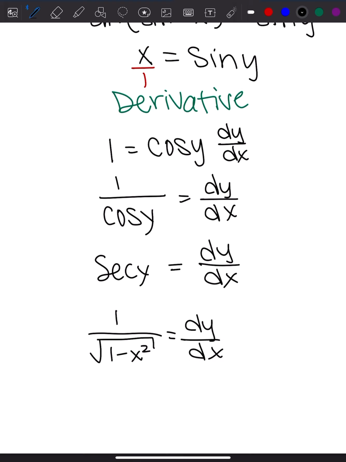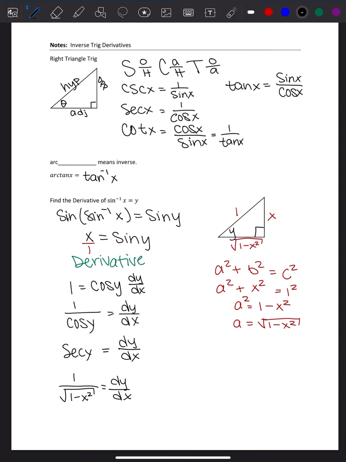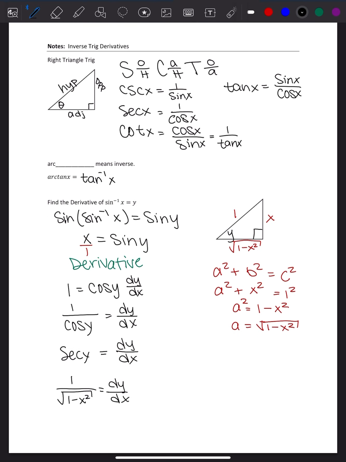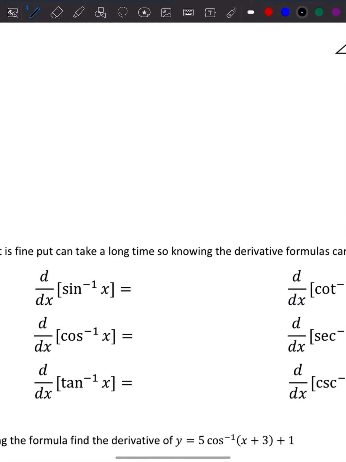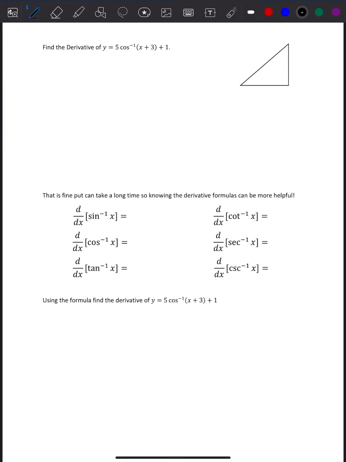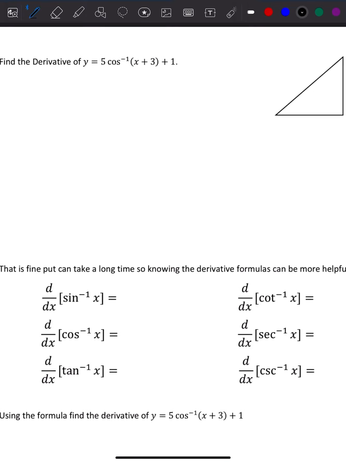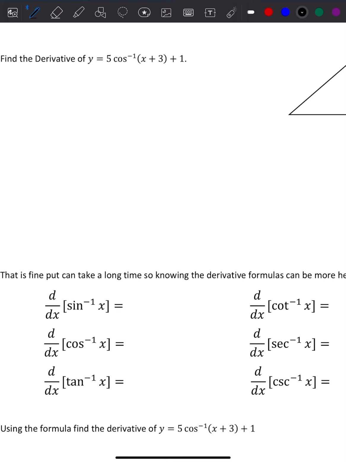This overall is not a horrible process to deal with when we are looking at our functions by itself. So it's normally okay when we have this. So let's look at a problem where it's going to be a little bit harder. So we have, find the derivative of y equals 5 times cosine inverse of x plus 3, plus 1.